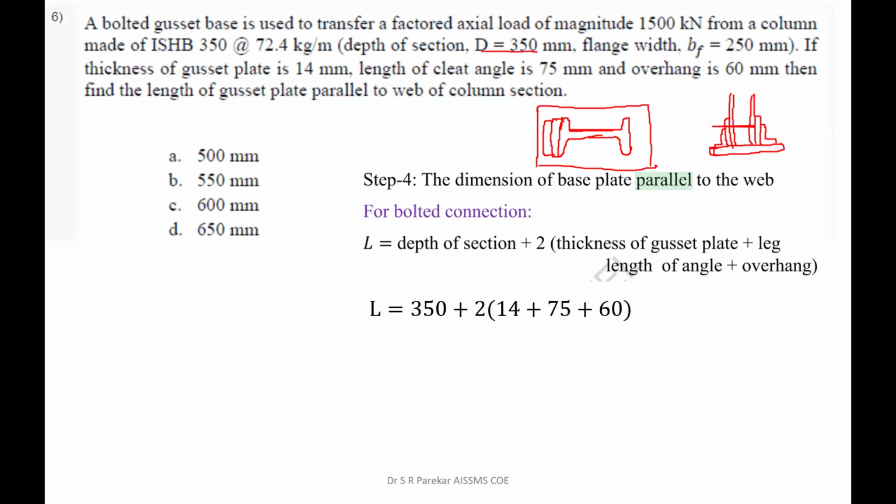Then we have given 14 gusset plate, so two times because we have it on both sides. Then we have cleat angle 75 and overhang we have 70. And from this we will get the value of L as 648, so we can write it as 650 millimeters.